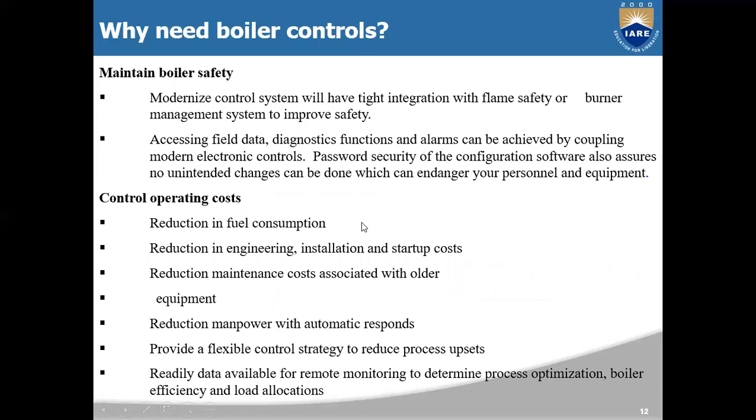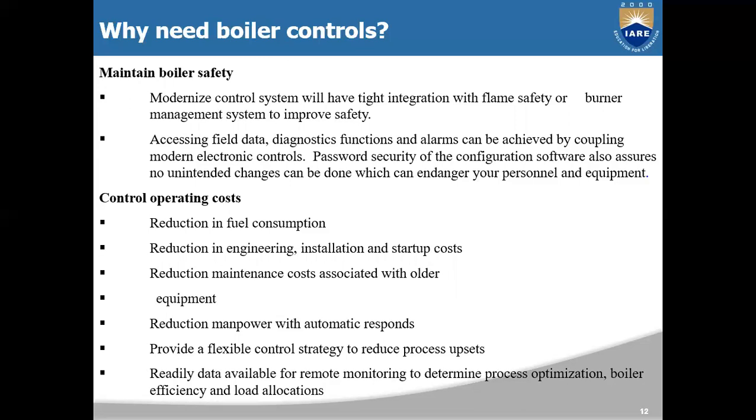So a modernized control system will have tight integration with the flame safety or burner management system to improve safety. Accessing field data, diagnostic functions, and alarms can be achieved by coupling modern electronic controls. Password security of the configuration software also assures no unintended changes can be made which can endanger your personnel and equipment.